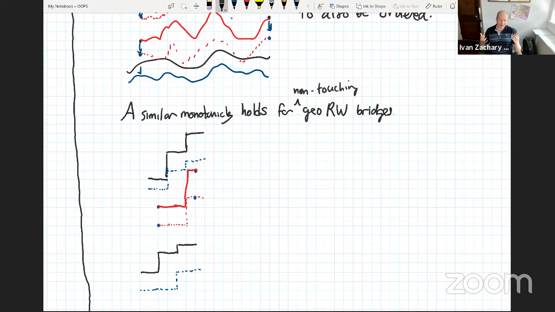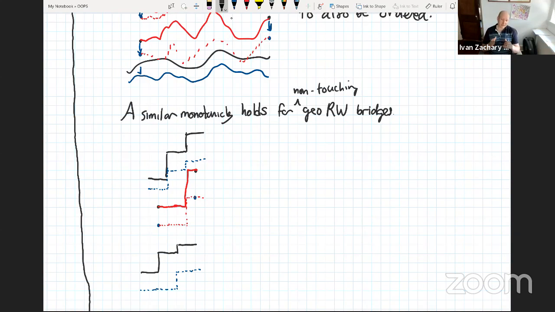to update these configurations in a manner that preserves the ordering, but also converges as time goes to infinity to an invariant measure, and the invariant measure is exactly the conditional measure of the geometric bridge conditioned on the boundary data. And so how does the dynamic go?